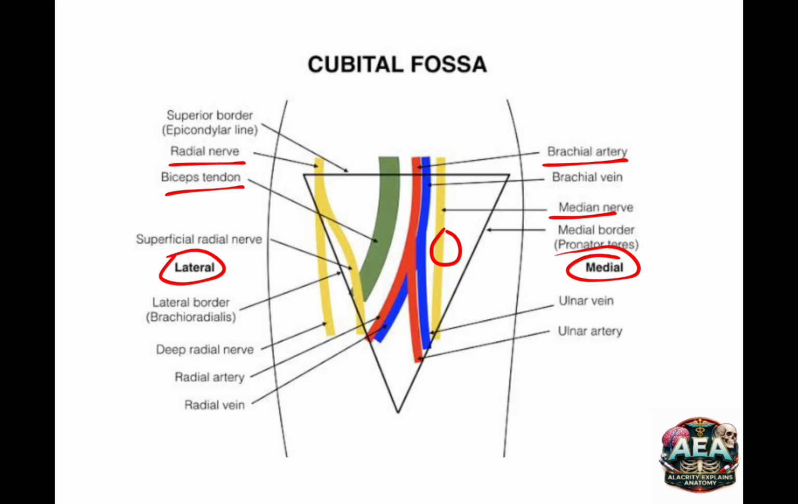You see how the radial nerve is slightly going outside the true fossa. It is the superficial radial nerve that is deeply into the fossa. So some sources will tell you the superficial branch of the radial nerve, some will just say the radial nerve.